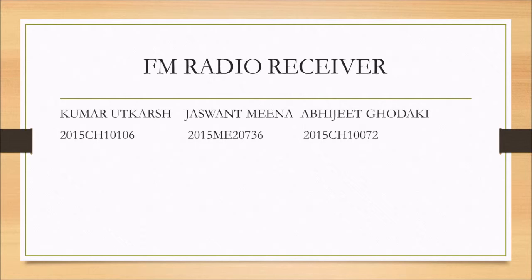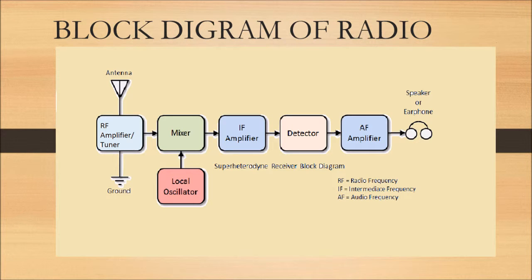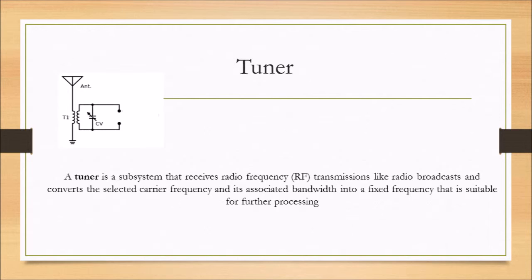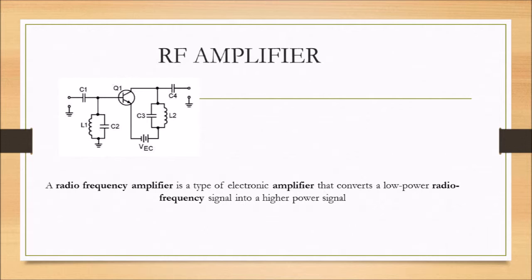Hello friends, today we are going to explain the FM radio receiver. So firstly, we would like to show a block diagram of a typical FM radio receiver. A tuner is a subsystem that receives radio frequency transmissions like radio broadcast and converts the selected carrier frequency and its associated bandwidth into a fixed frequency that is suitable for further processing.